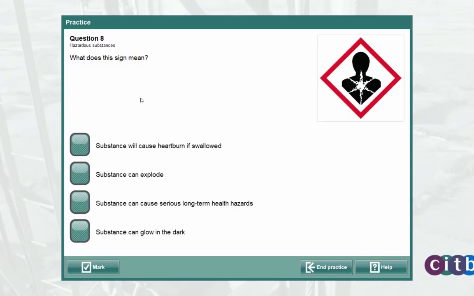What does this sign mean? Substance will cause heartburn if swallowed. Substance can explode. Substance can cause long-term serious health problems. Substance can glow in the dark.